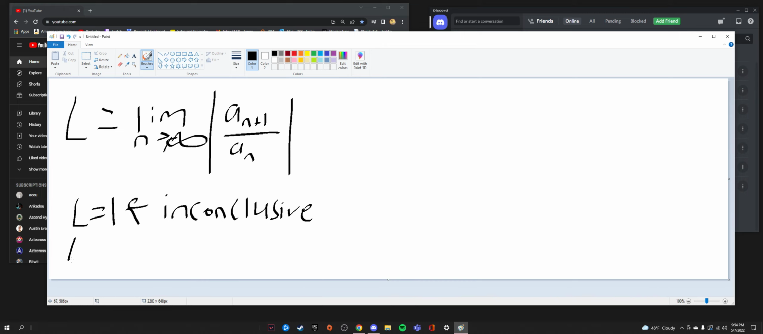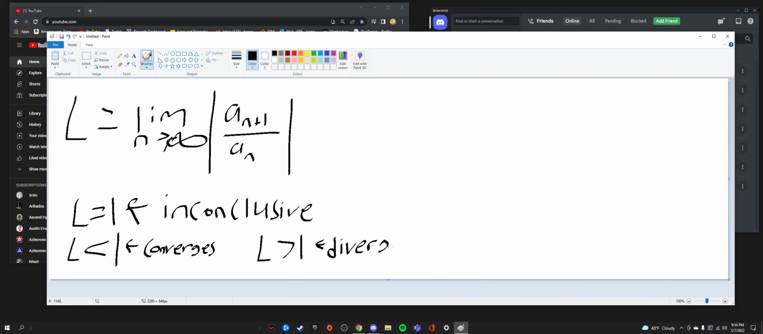If L is less than 1, this means it converges. And lastly, if L is greater than 1, it diverges.